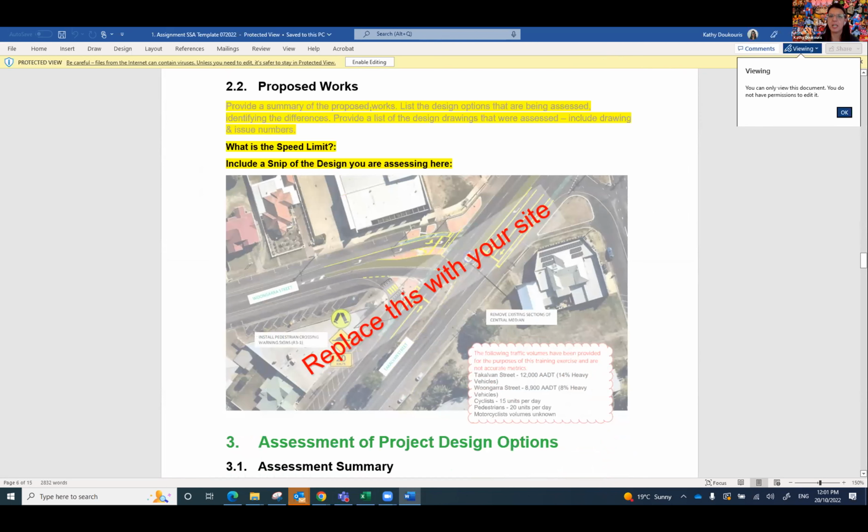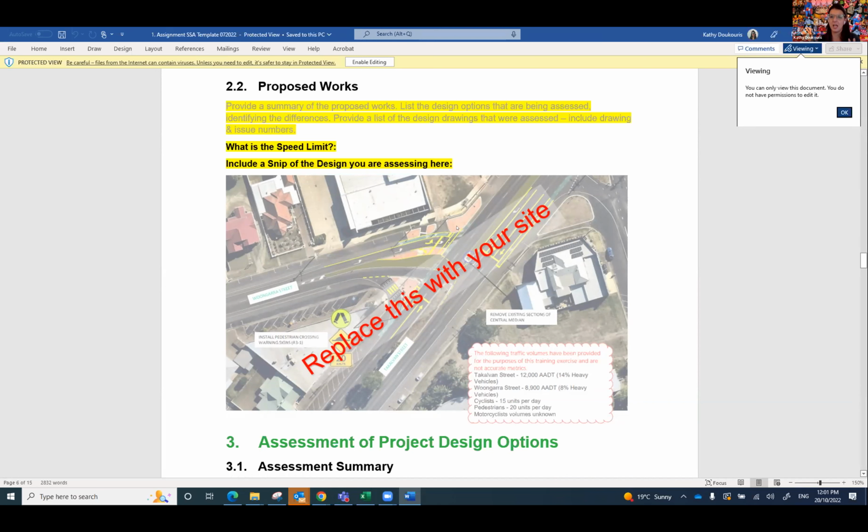Here you provide a quick little summary, just a couple of sentences on what are the proposed works, and you replace this picture here with a snip of your site. Your site will have this information on there as well. This is for training purposes only. So sometimes there might be real sites, and sometimes there might be sites generated by our magic site generator machine.